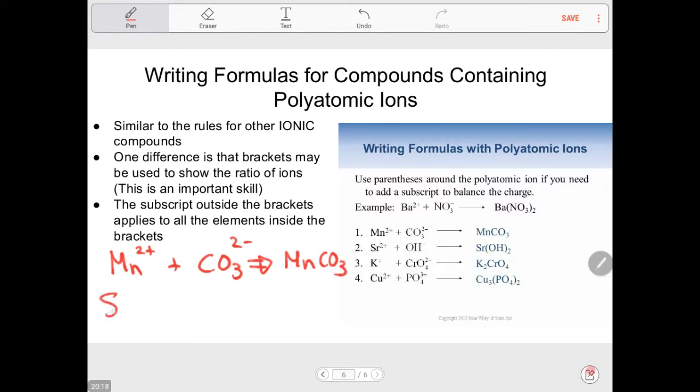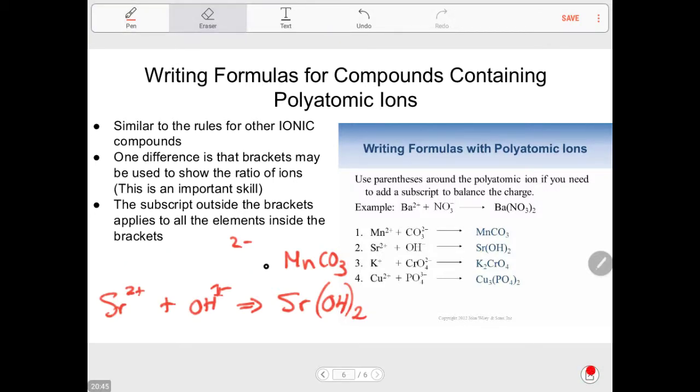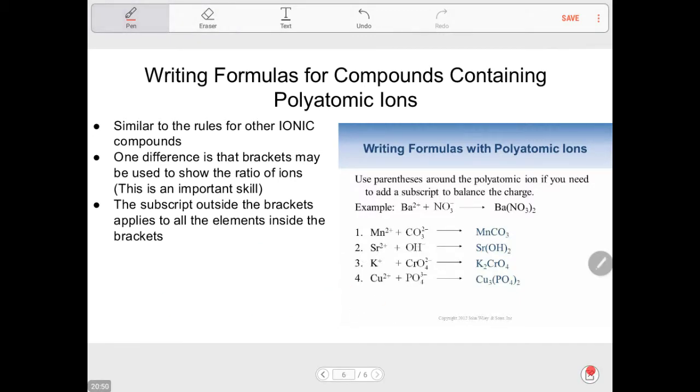But what if I give you Sr 2 plus and an OH 1 minus? That's a 1 minus, sorry everyone. So if you put those together, so I'm just going to write them here, SrOH, which one do you need 2 of to make this all work? You need 2 of the OH. So don't just put a 2 there. The polyatomic has to have brackets, and then you put the number. Let's do one more for good measure, and then I'll let you practice this one. And yes, practice, practice, practice.